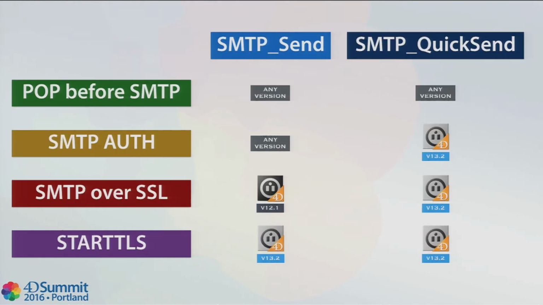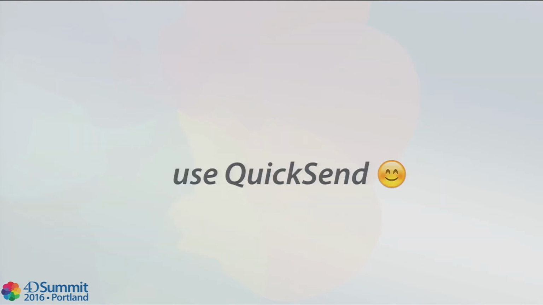So here's the summary. Pre-SMTP, you could have done it in any version, even 2004. You just have to log in, log out, and then send an email. AUTH, that's the one where you supply the username and password. That was only possible with the send command, but then support was added to the QuickSend command in version 13, so now you can use either. SSL send got support for this in 12, but now it's possible with QuickSend as well. And Start TLS, actually the support was added at the same time. So again, use QuickSend. Why not?